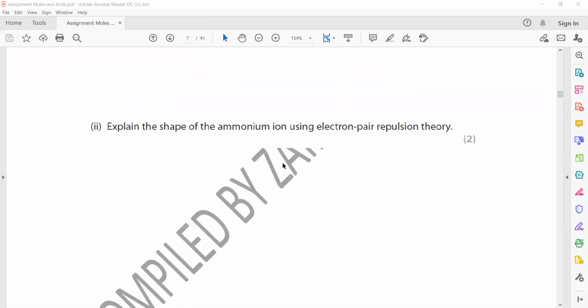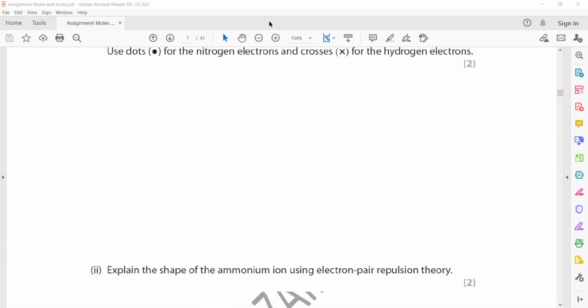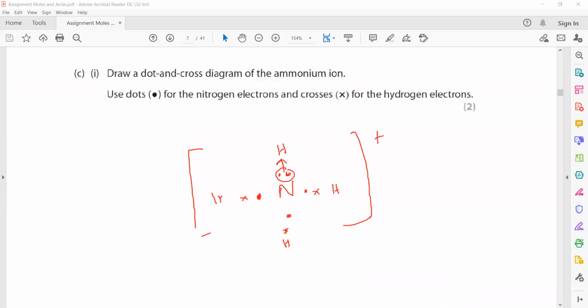Explain the shape of the ammonium ion using the electron pair repulsion theory. So what will be the shape according to electron pair repulsion theory? When we predict the shape, we check the number of bond pairs and number of lone pairs. The dative bond is also considered as one. So this is one bond pair, second bond pair, third bond pair, and fourth bond pair. So there are four bond pairs and there is no lone pair.